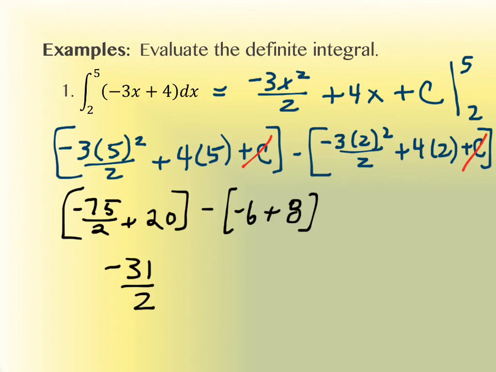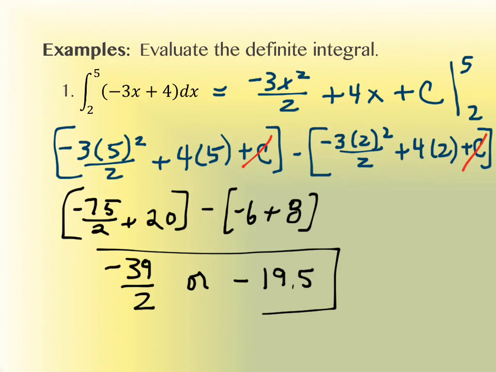Negative 39 over 2. That's what I have. Negative 39 over 2. Or if you do it in decimal form, what is that? Negative 19.5? Yeah. So either of those forms works just fine. Okay, so far so good?